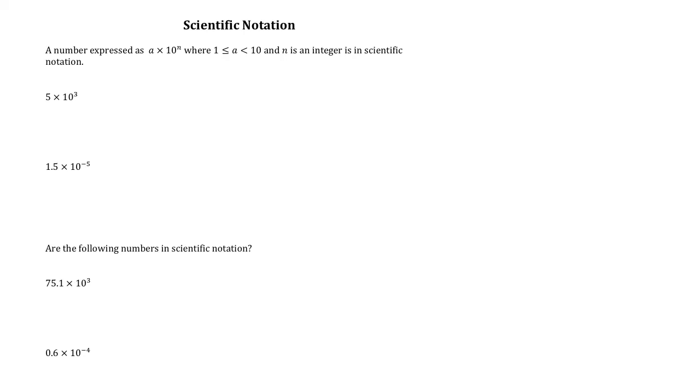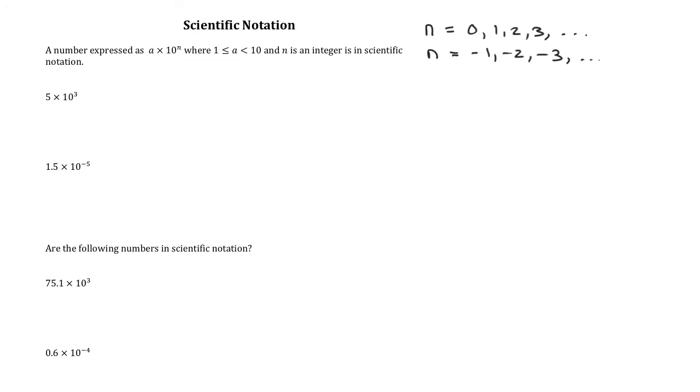A number is in scientific notation if it's of the form a times 10 to a power of n, where the number a is between 1 and 10, possibly equaling 1 but not including 10, and n represents any integer. So by that I mean n could be 0, 1, 2, and 3, and so on, but it could also be negative numbers too, like -1, -2, -3.